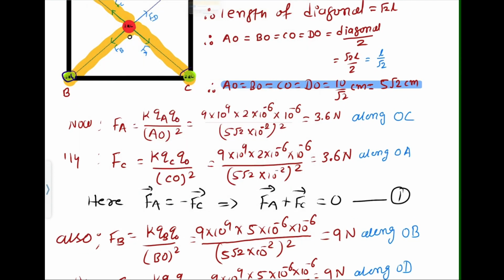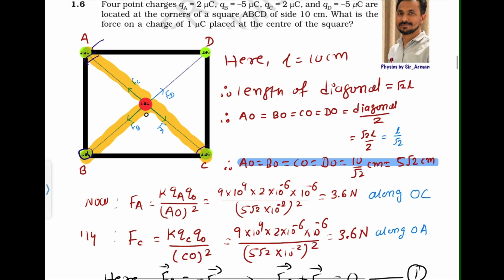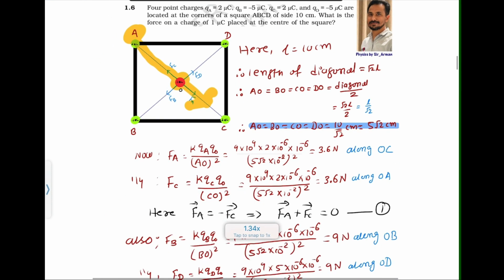Now next, I want to find the force exerted by charge A on this charge, and they will repel, right, because both are positive. So what is the Coulomb's equation? K q1 q2 by r square.